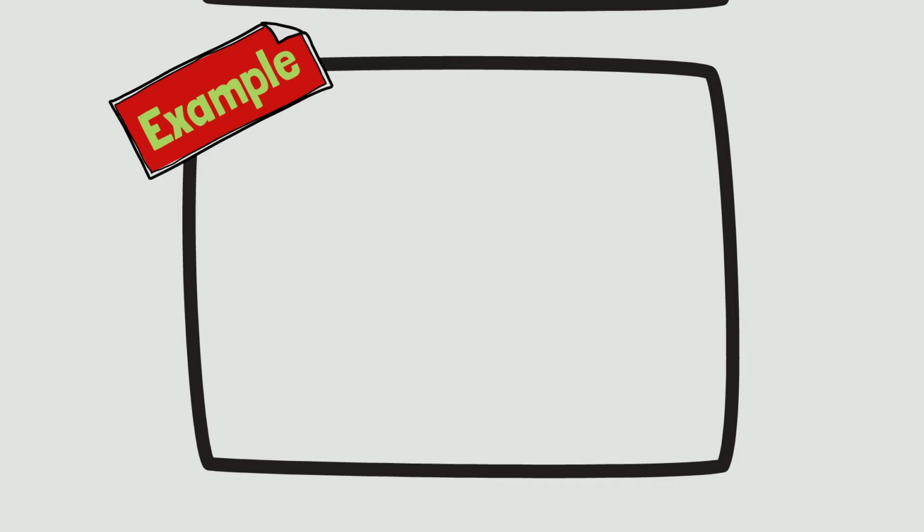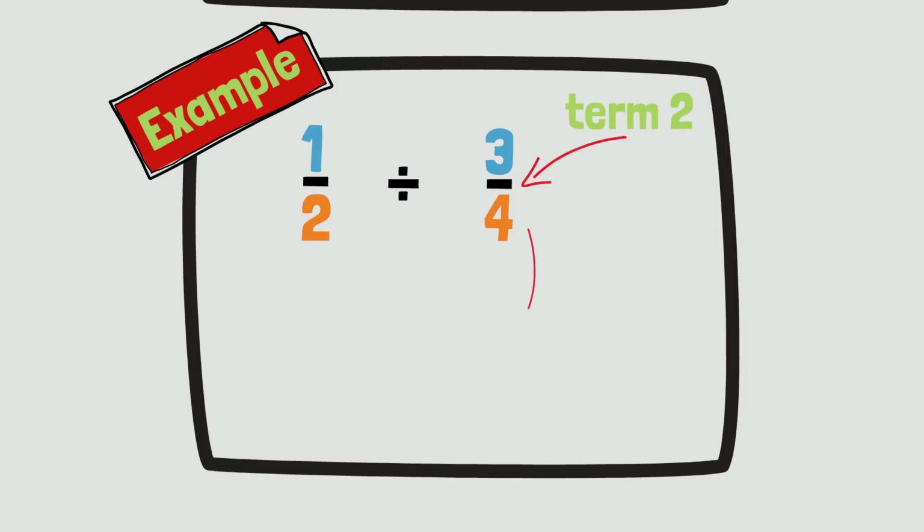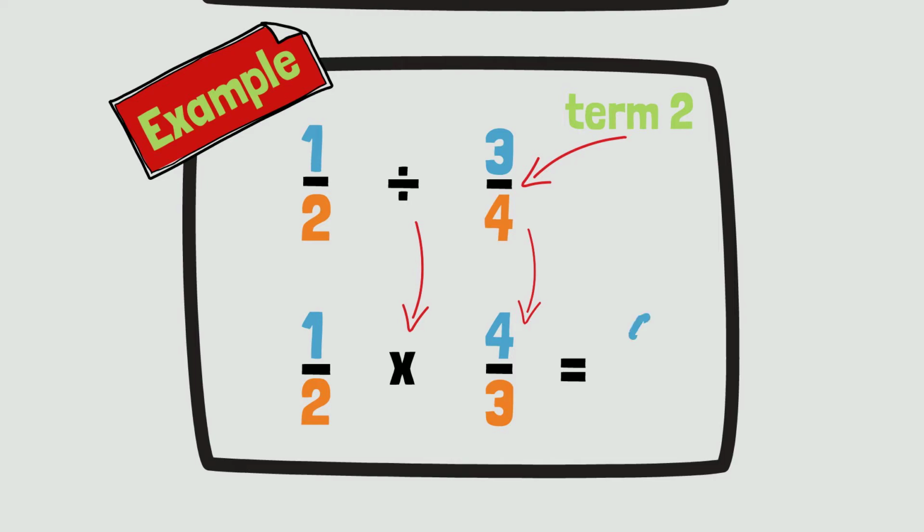In this example, we divide 1/2 with 3/4. Look at term 2 and swap the numerator and the denominator. The new term is then 4/3. Then change the division sign to a multiplication sign. The equation then becomes 1/2 multiplied by 4/3. This is equal to 4/6.